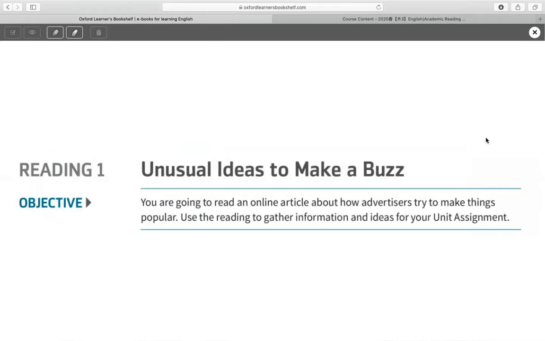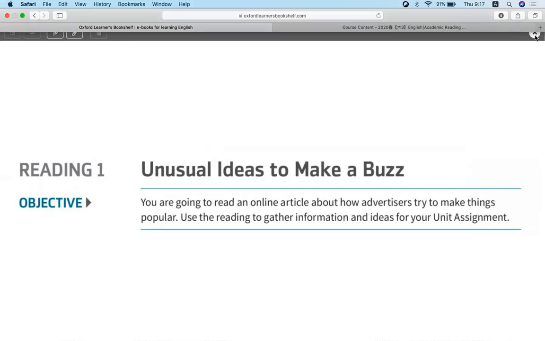Use the reading to gather information and ideas for your unit assignment. So when you're reading, please remember some information and some ideas from the reading. That helps you do your assignment.